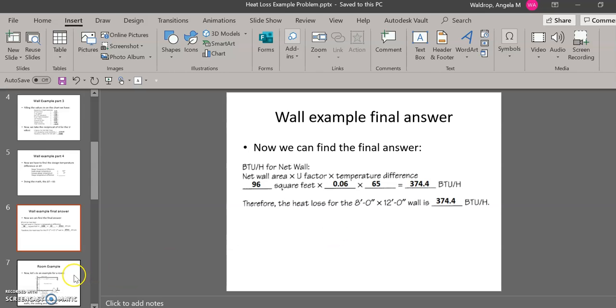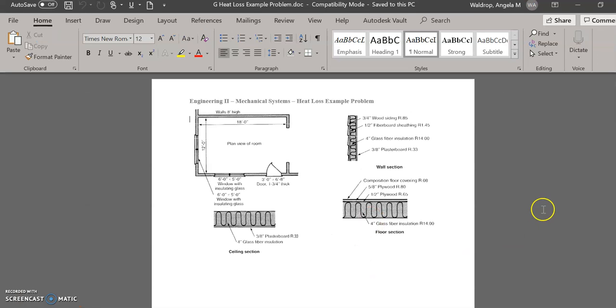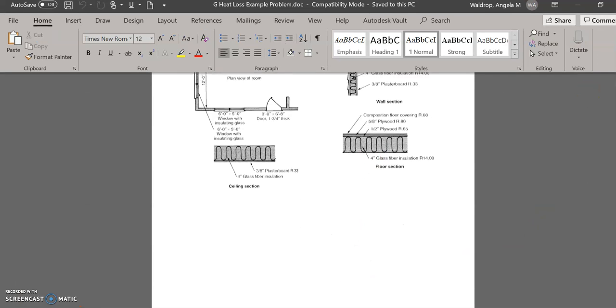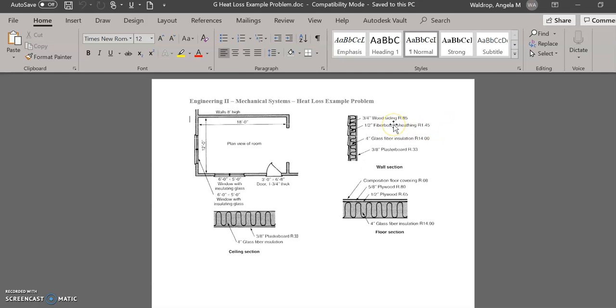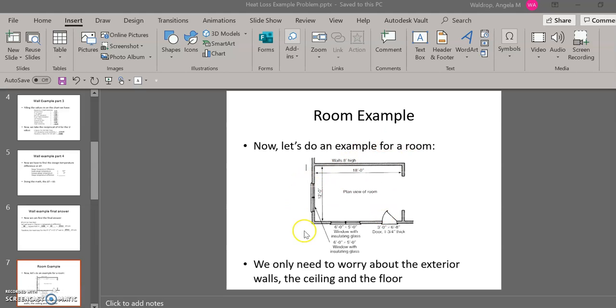Okay, now we're going to move on to a little bit more complicated example for an entire room. This is in the sheet that is located here, and this has also been provided to you in your materials. Okay, and we'll close that out and we'll use those cross sections. So this is the room. We're only going to need to worry about the exterior walls, the ceiling, and the floor. If you take a look at this room right here, this is an interior wall because it goes to another room, and so is this. So we only need to worry about the two walls that have the windows and the doors in there.